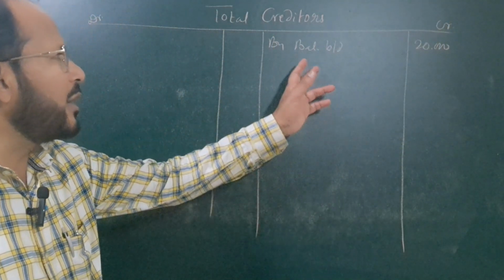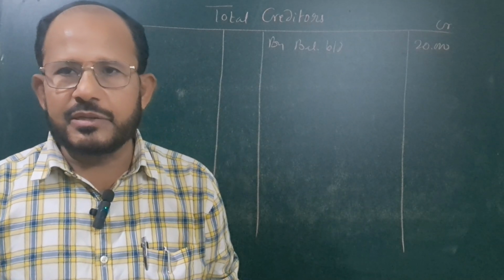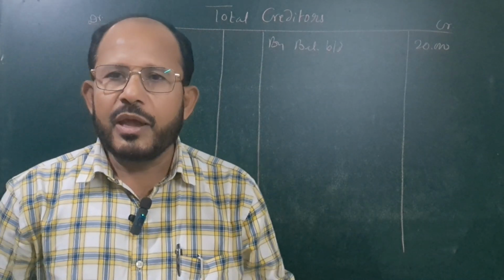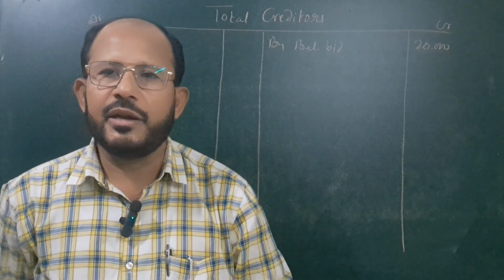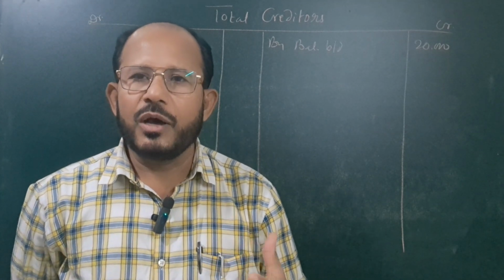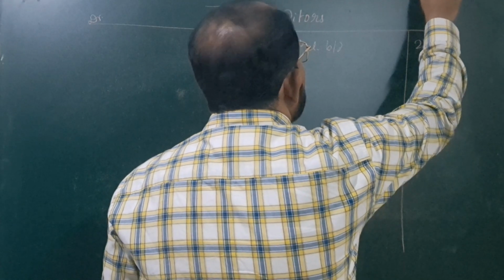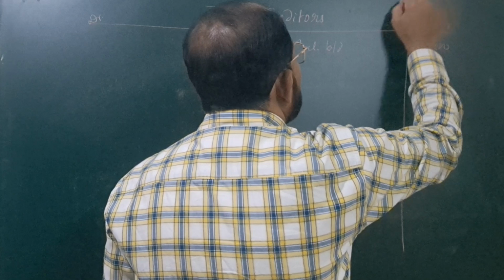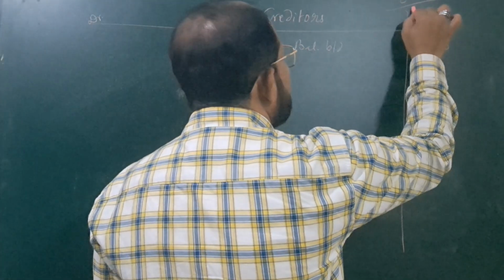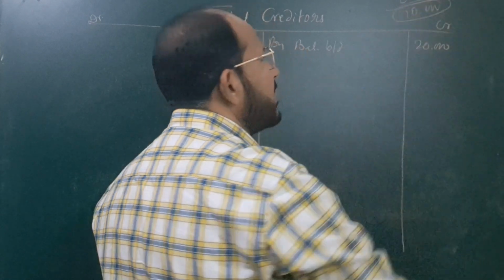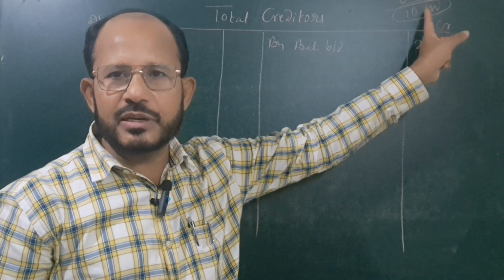What is the meaning of opening creditors here? Opening creditors in the sense previous year we had purchased some products on credit, and amount due was rupees, you take for example rupees 1,50,000. Out of that we have paid only rupees 80,000, and 70,000 is the balancing amount which is not yet paid by the business undertaking.